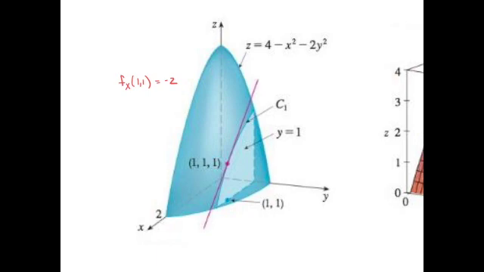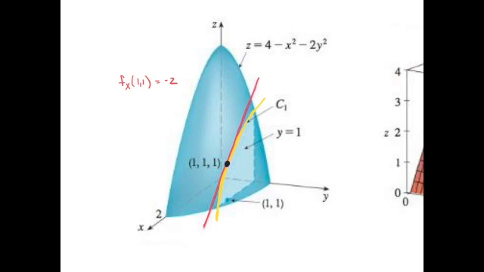When you intersect the surface and the plane, you end up getting this curve right here, which they're calling C1. And that curve is what we're trying to analyze. We're trying to figure out what the slope of the tangent line is when it intersects that curve at our point (1, 1, 1). And that slope happens to be -2. And you can see in the diagram that it makes some sense, at least, that it has a negative slope.